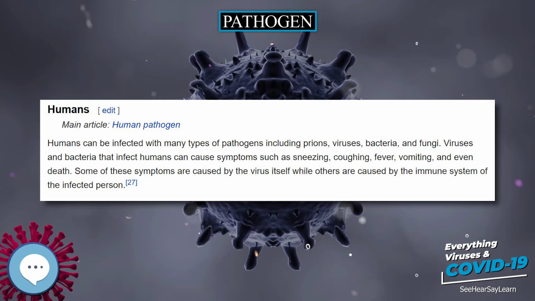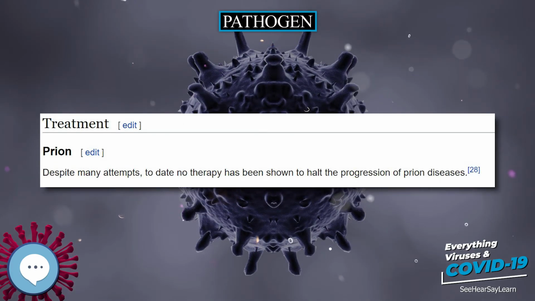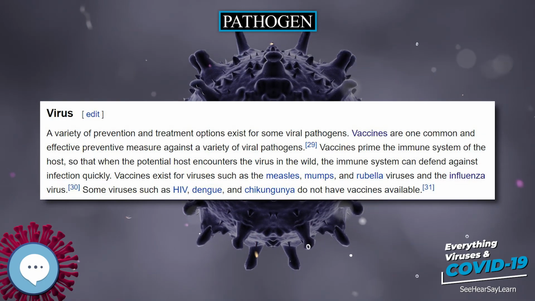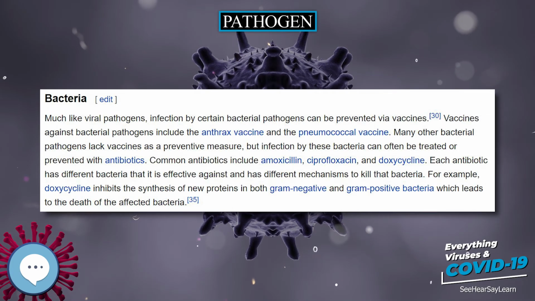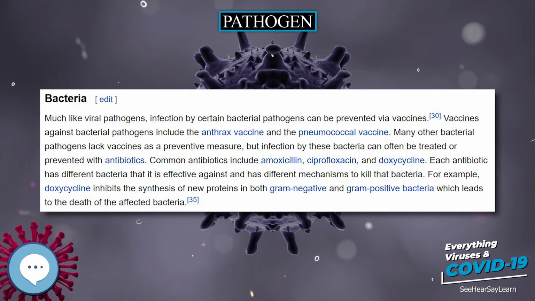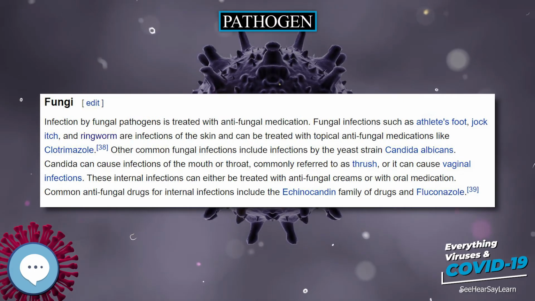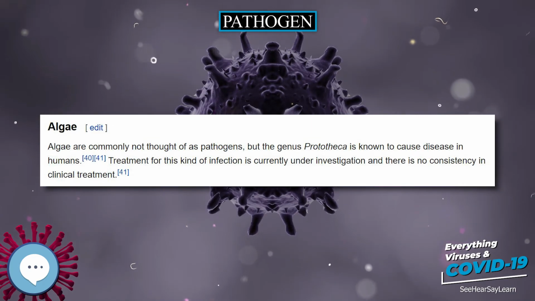Humans. Humans can be infected with many types of pathogens, including prions, viruses, bacteria, and fungi. Viruses and bacteria that infect humans can cause symptoms such as sneezing, coughing, fever, vomiting, and even death. Some of these symptoms are caused by the virus itself, while others are caused by the immune system of the infected person. Treatment. Prion.